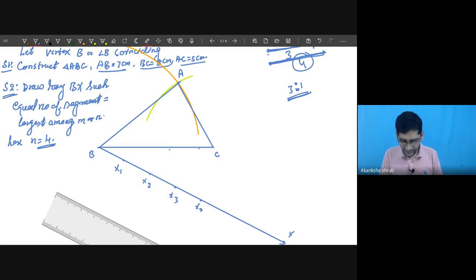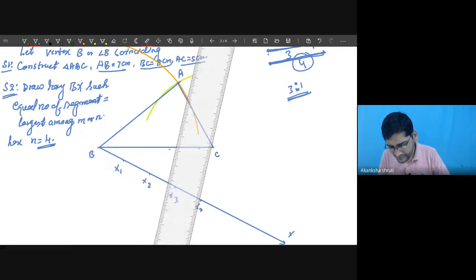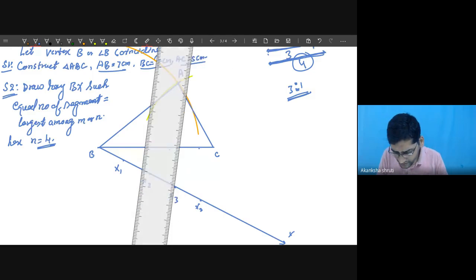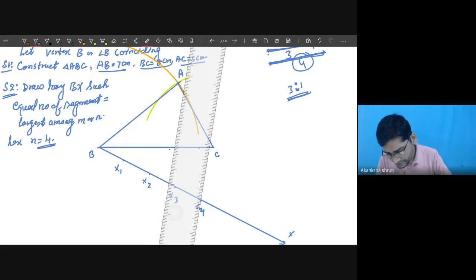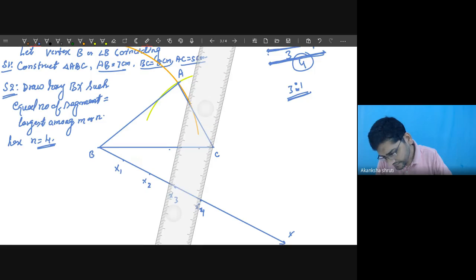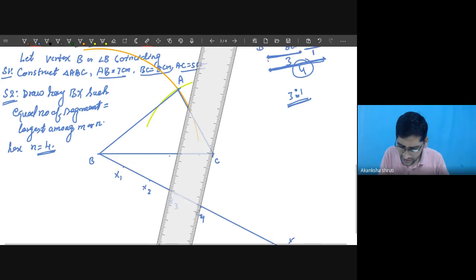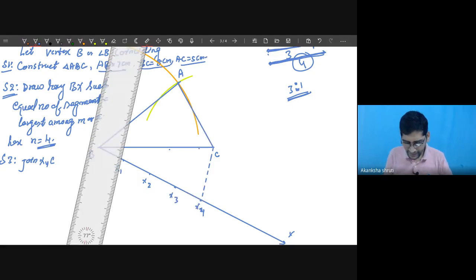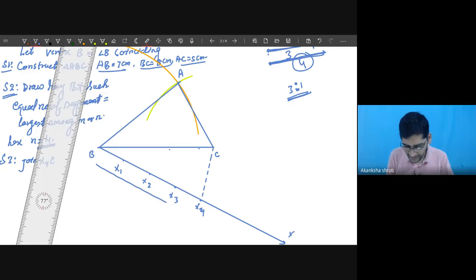Get it? Now what we were doing, we were joining this X4 to C. So join your X4 to C. Join it by the dashed line. So write it. Step number 3 is: join X4 to C. Get it? Then what to do? Here we need 3:4, meaning X3, B to C dash as the 3, or 3:1 here we can also understand. So we need to draw a line from X3 which is parallel to X4C. So draw a line parallel.